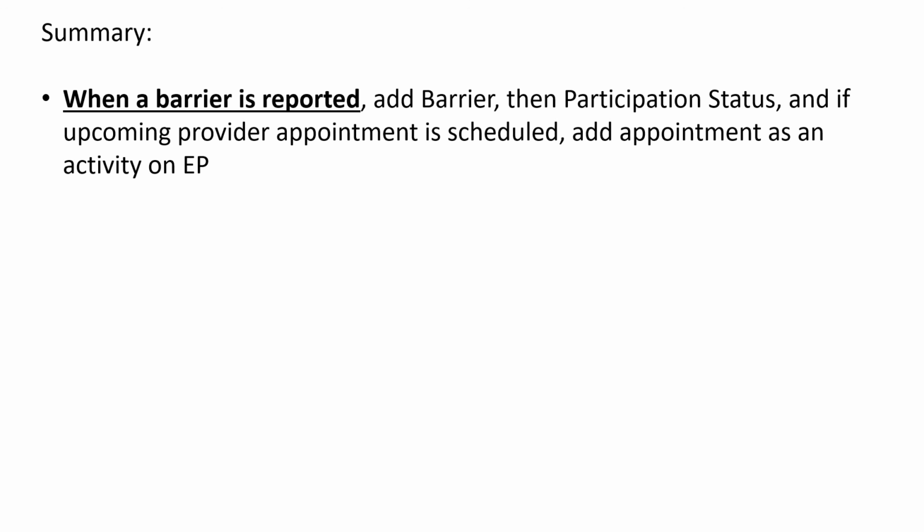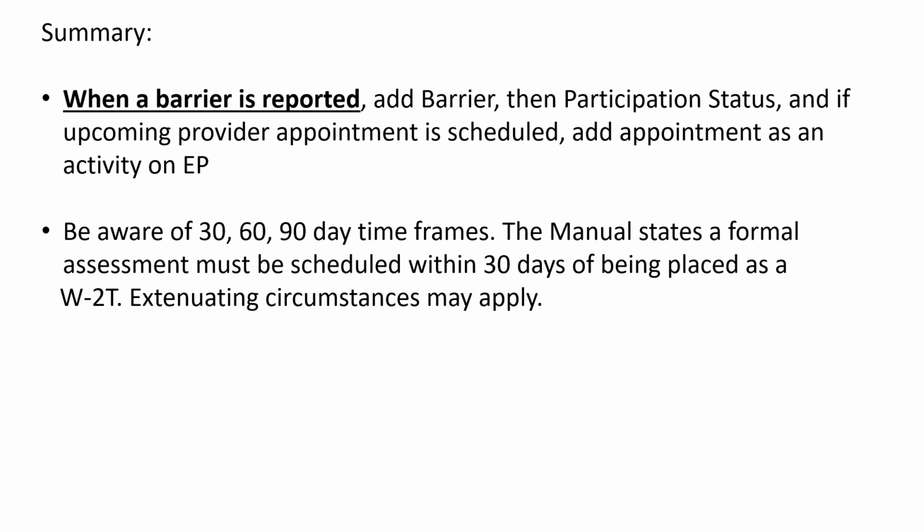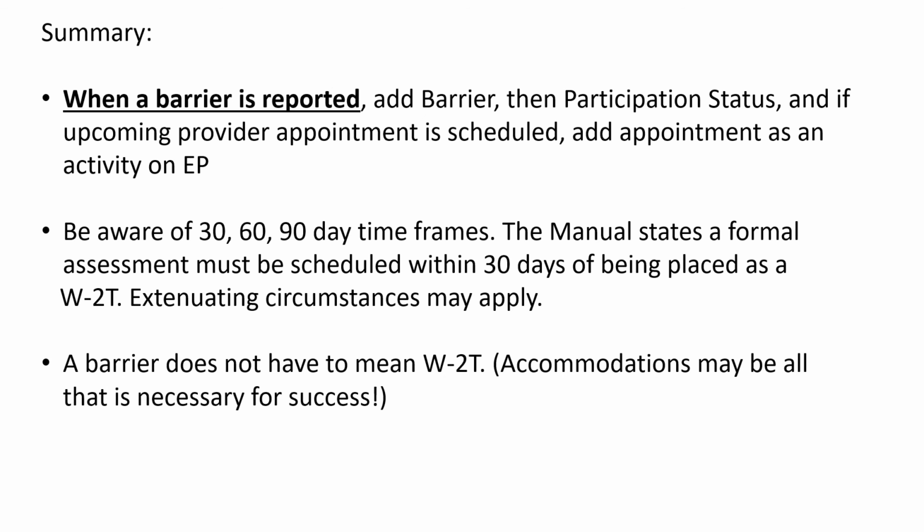In summary, when a barrier is reported, add the barrier, then participation status, and if upcoming provider appointment is scheduled, add appointment as an activity on EP. Be aware of 30, 60, 90-day timeframes. The manual states a formal assessment must be scheduled within 30 days of being placed as a W-2T. Extenuating circumstances may apply. A barrier does not have to mean W-2T. Accommodations may be all that is necessary for success.